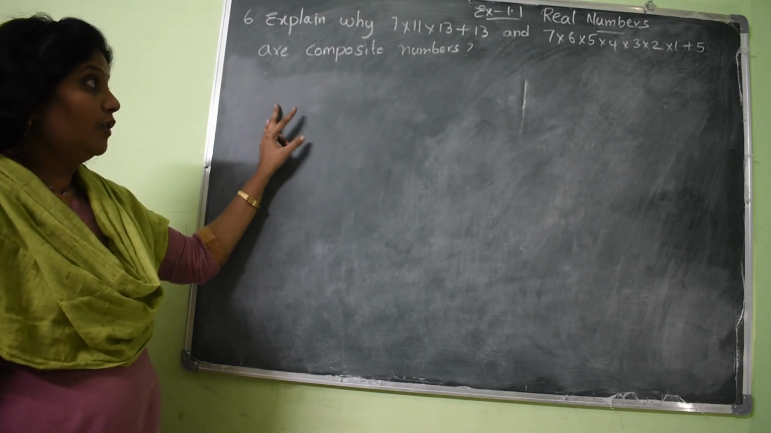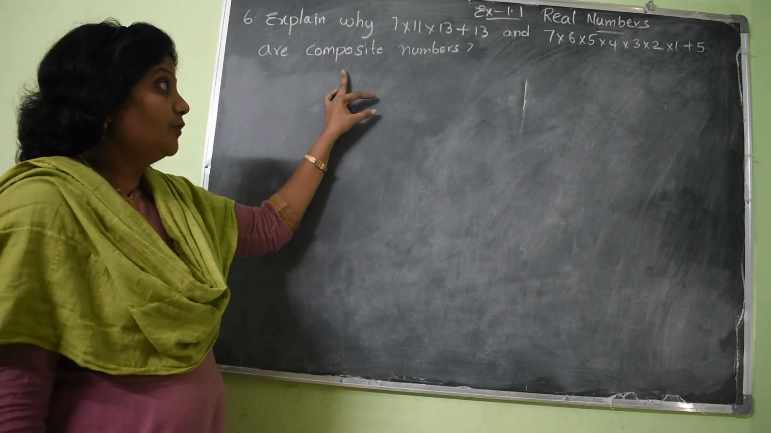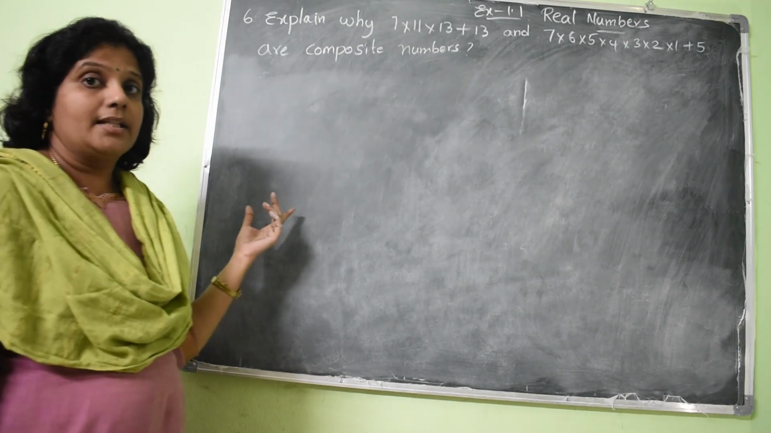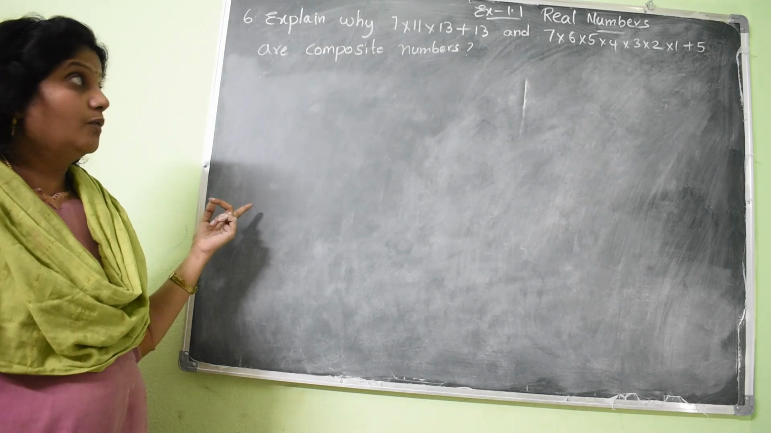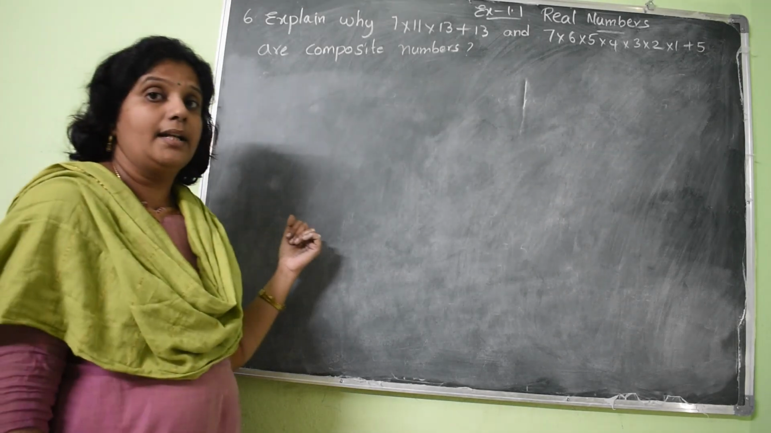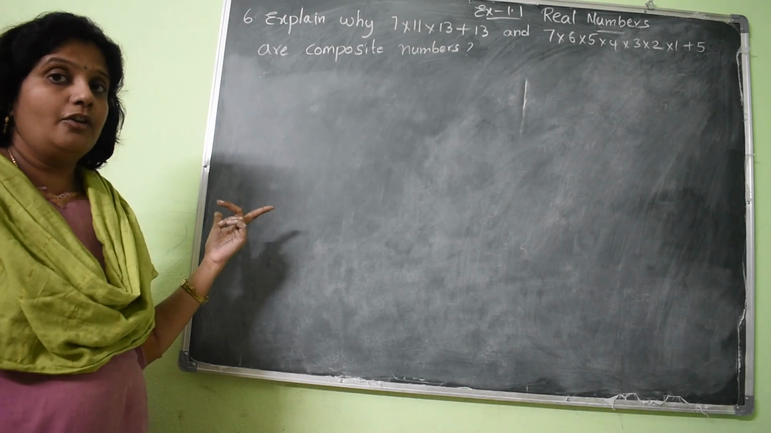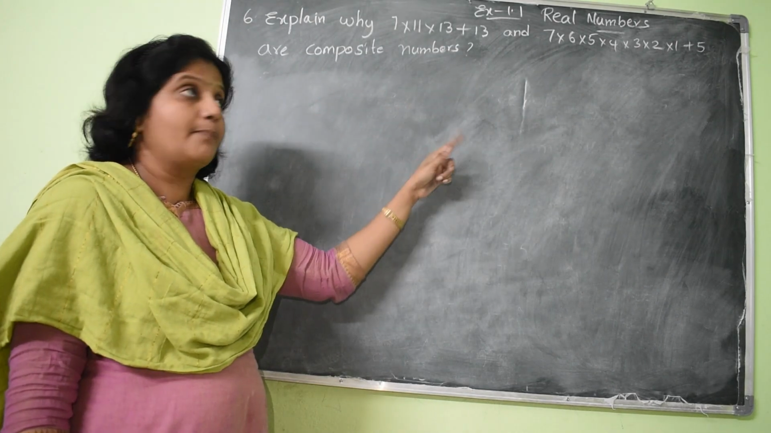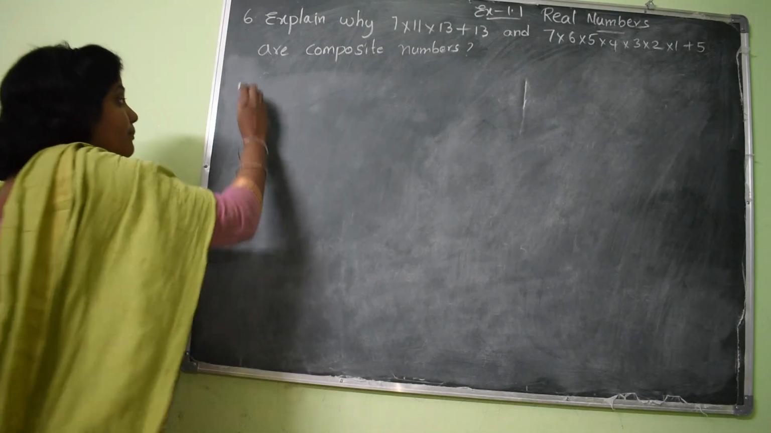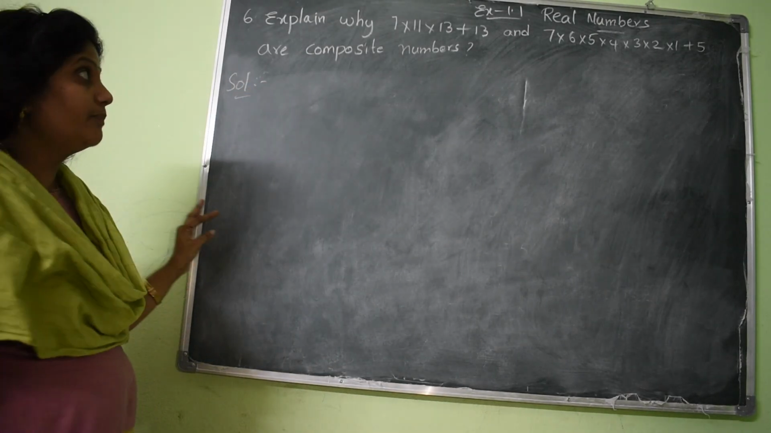Before going to solve the question, we should understand the question. So what is a composite number? By the synopsis, we have the fundamental theorem about composite numbers. What is the fundamental theorem of arithmetic? Every composite number can be expressed as a product of prime factors. Means we can write a composite number as a product of prime factors.